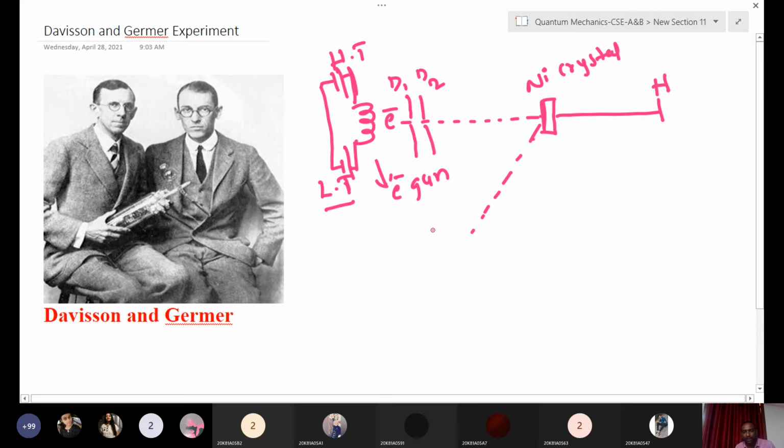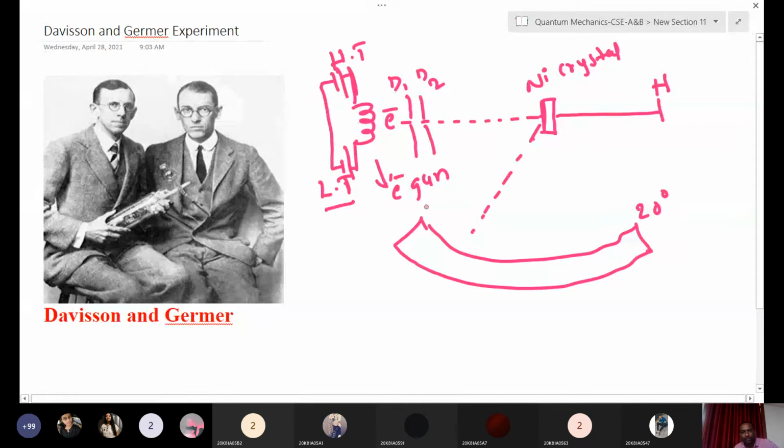After that we have a scale. What is the scale? A circular scale, which measures from 20 degrees to 90 degrees. Why are we taking a circular scale? Because the rays reflect in this direction or maybe in that direction, we don't know. So we fix a circular scale so that we can collect the electrons, or the current, from different angles.